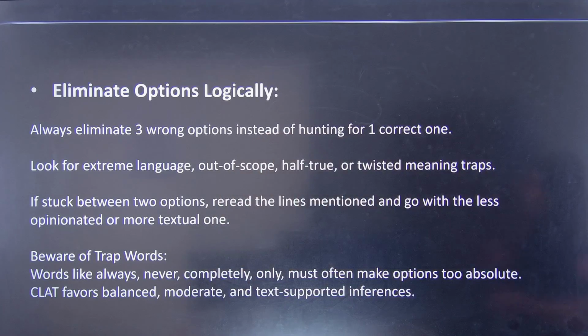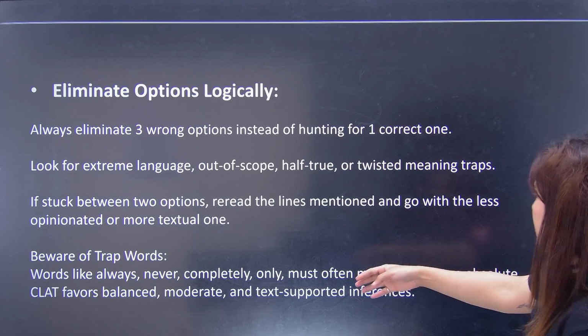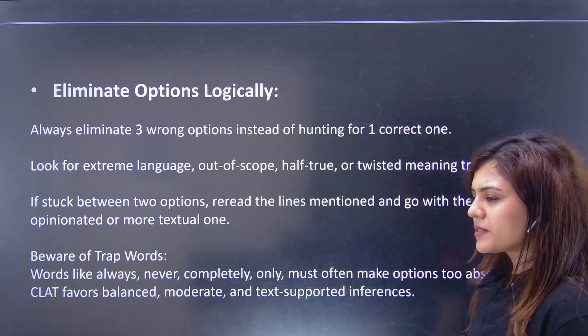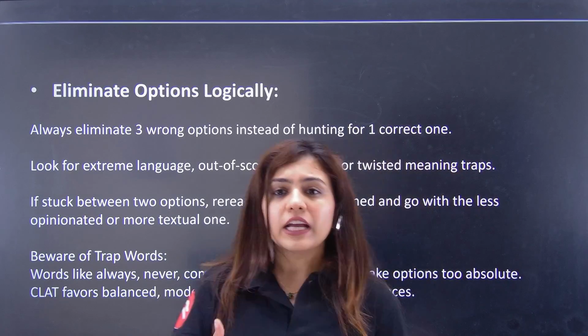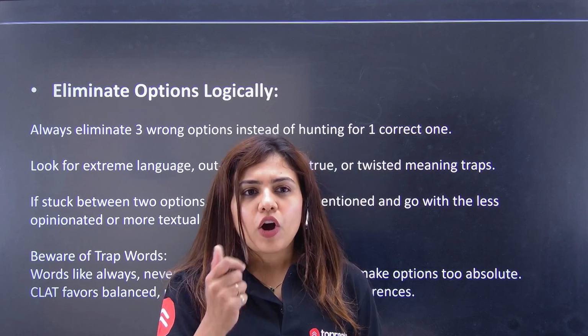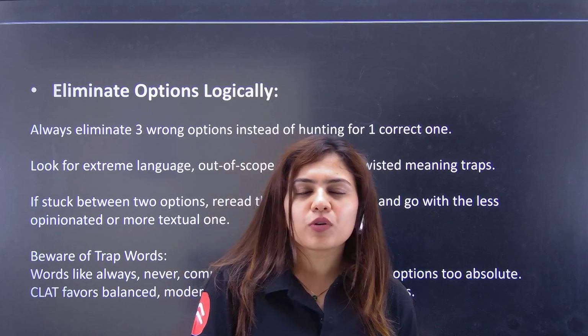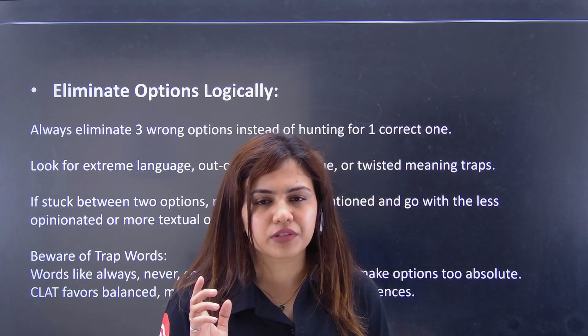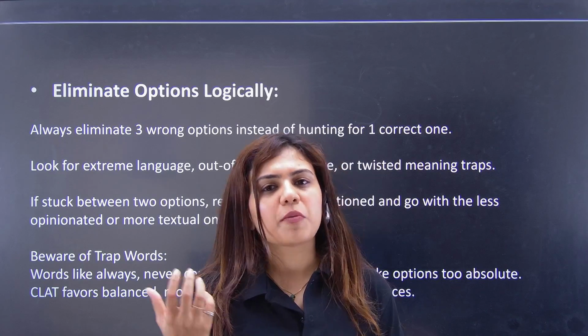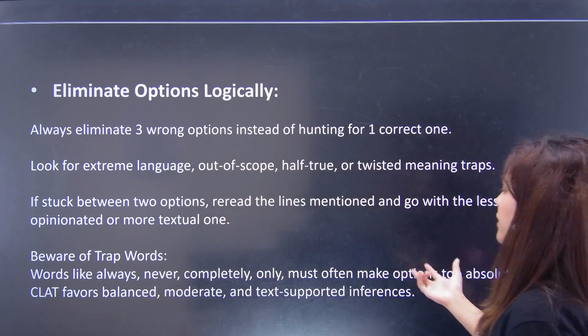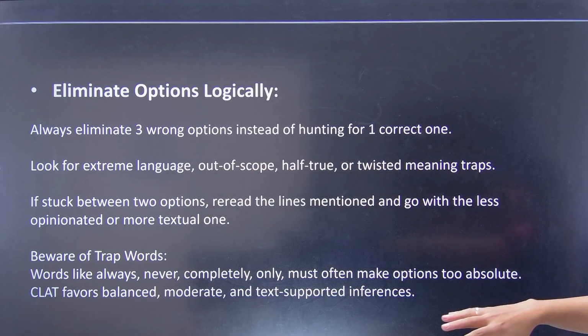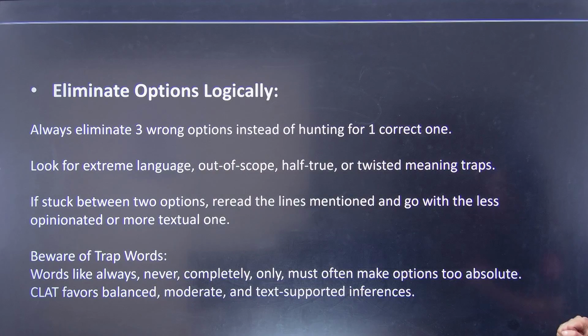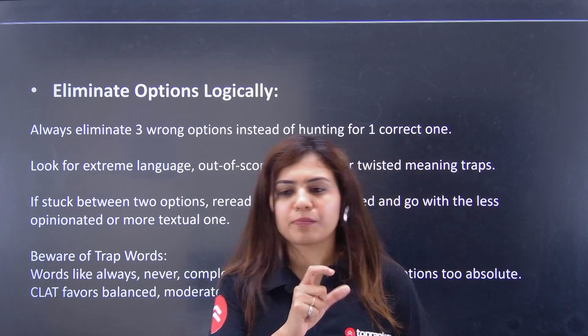Now, beware of trap words, words like always, never. These are known as your extreme words: completely, only, must often make options too absolute. Too absolute means too extreme, right? And those extreme options are the answers only when the writer has used similar extreme words in the passage, so the chances are very low. That's why be extremely careful with that. Then, as you can see, CLAT favors a balanced, moderate, and text supported framework.